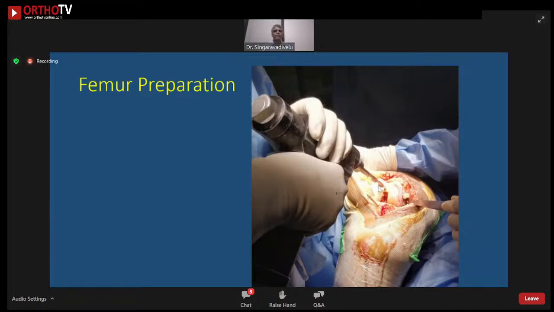I hope you understand, because there is a slope. The apex of the valley is not in the midline. It is a slope. So you tend to direct it on the medial aspect, and once you have made an impression, you are sure that the drill will not slip, then you take this along the medullary canal.